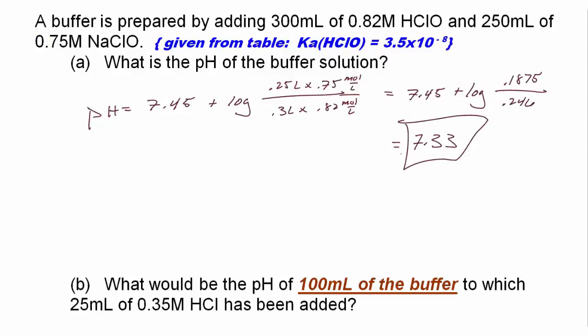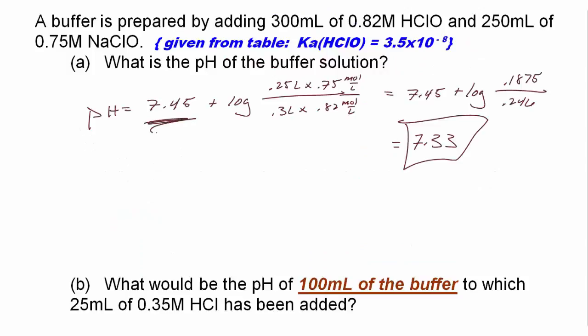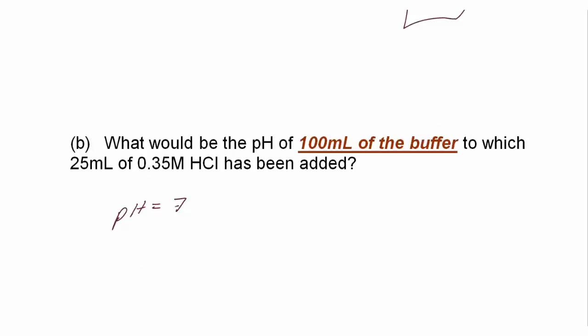What would be the pH of 100 mils of the buffer, to which 25 mils of 0.35 molar HCl has been added? So they're doing two things here. We're not adding this acid to the entire buffer. We're only adding it to 100 milliliters of the buffer. Okay? So remember the game plan? pH is going to equal my pKa, we said that's 7.45, plus the log, moles of conjugate base on top, moles of conjugate acid on the bottom.